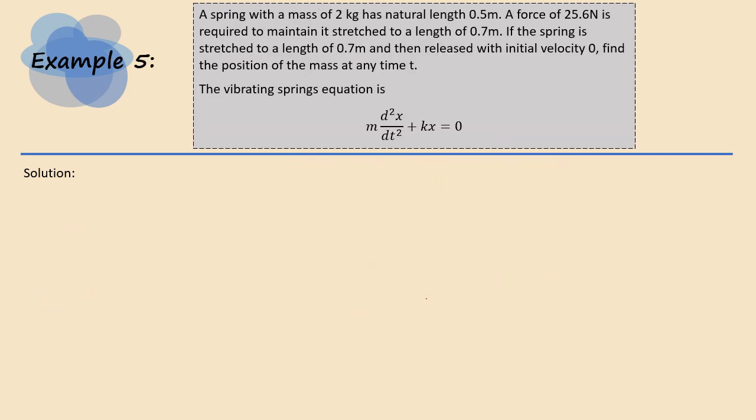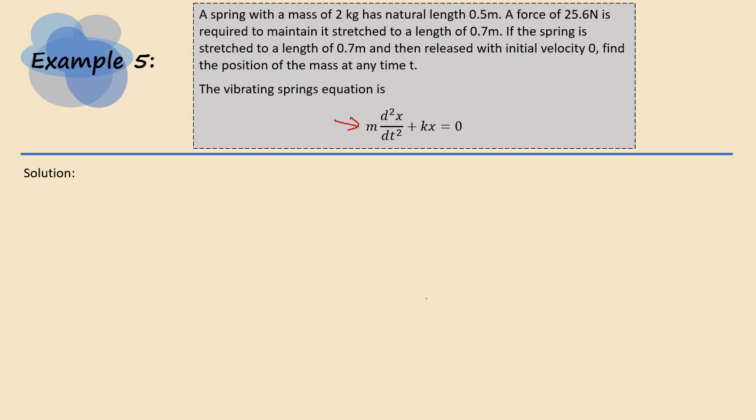Now let's try one example of application. A spring with a mass of 2 kg has natural length 0.5 meter. A force of 25.6 Newton is required to maintain it stretched to a length of 0.7 meter. If the spring is stretched to a length of 0.7 meter and then released with initial velocity 0, find the position of the mass at any time t. Given to us, the vibrating spring equation is m d squared x over dt squared plus kx is equal to 0. So now let's start the calculation.